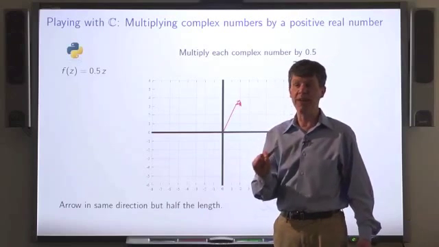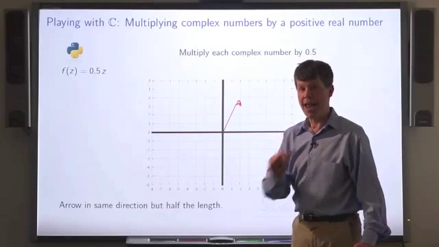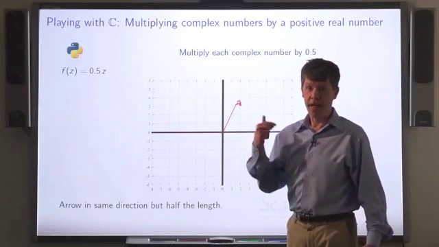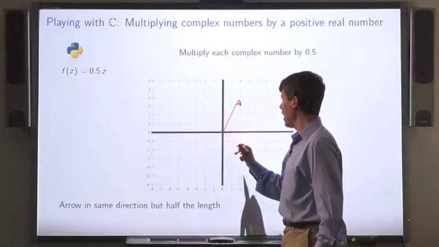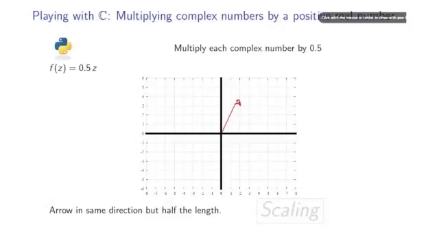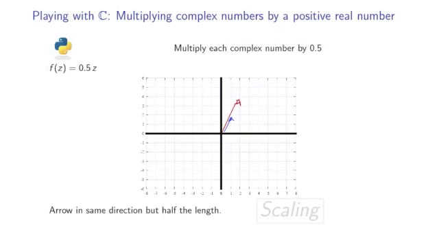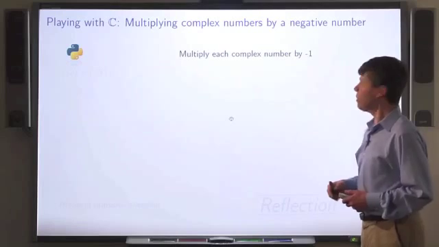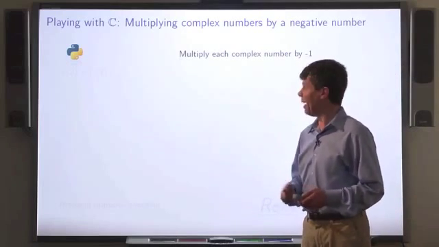When we multiply the complex number by 0.5, what we're doing is multiplying the real part by 0.5, halving the real part, and halving the imaginary part. As a consequence, the arrow representing that complex number goes 1 unit to the right and 2 units up. It gives you an arrow in the same direction, but half the length. This is called scaling.